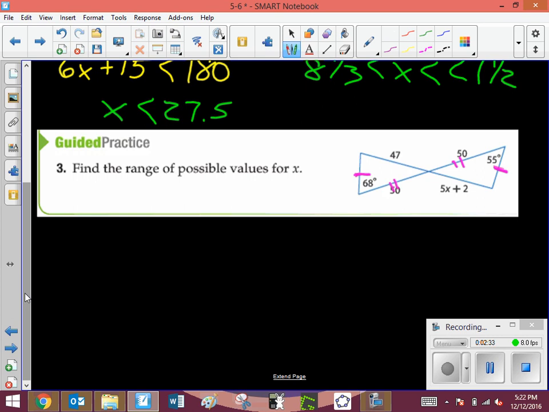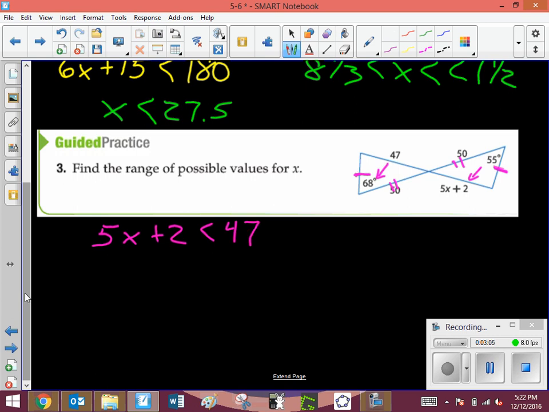So in other words, we're comparing 5x plus 2 to 47. And that is based on these angle measures across from it. Well, 68 is bigger than 55, which means that the 47 must be bigger than the 5x plus 2. Writing that as an inequality, 5x plus 2 is going to be less than 47.